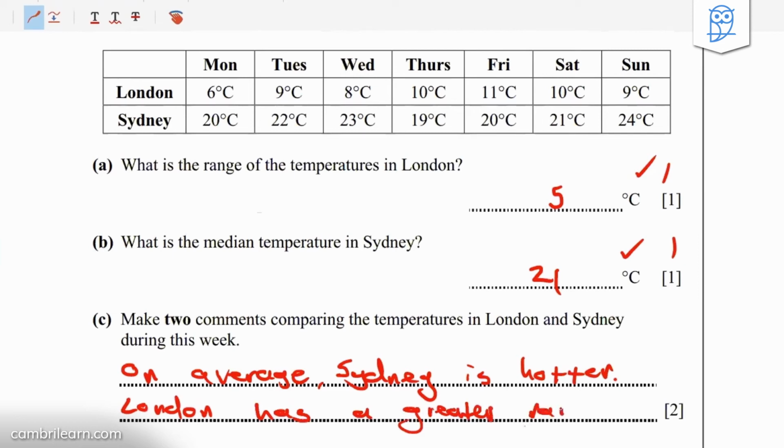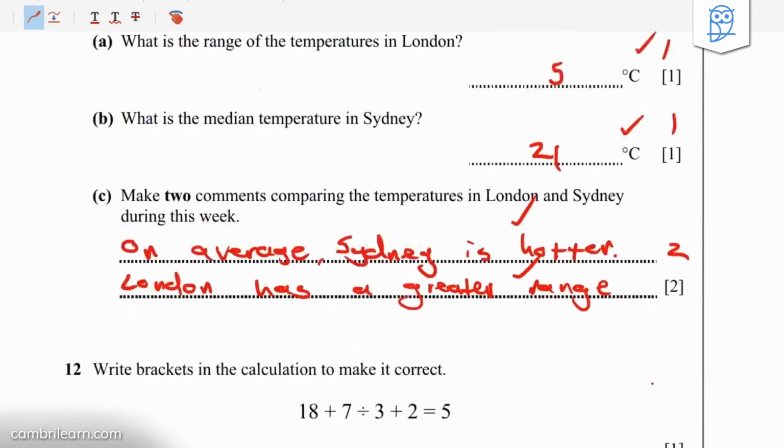Okay, so there we have it. There we have our 2 reasons. Remember, we have to talk in the correct terms. We can't just say that Sydney is hotter and maybe London has a greater range. We have to be very specific when we answer. So there we have our 2 marks.